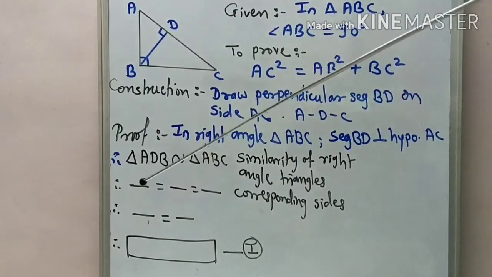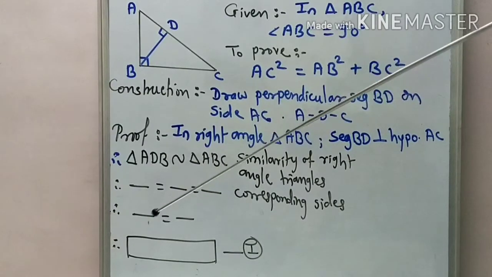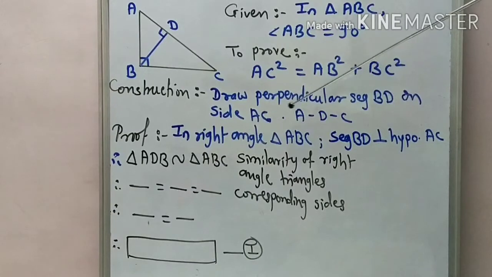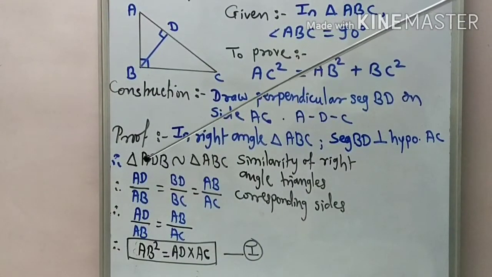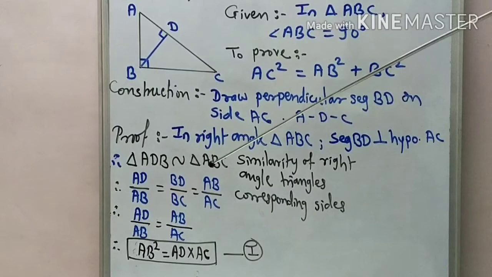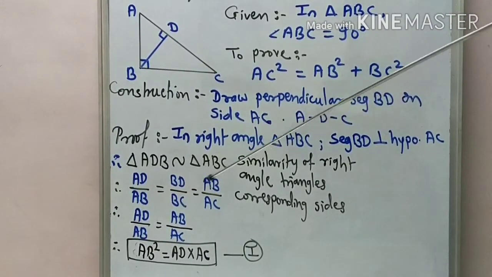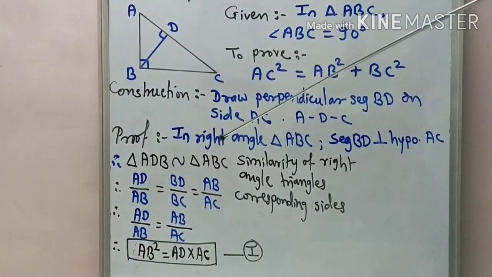So here we write down the pairs of corresponding sides, and we take only those ratios where we get AB square. Okay, understood this: the AD corresponding is AB, so AD upon AB is equal to DB, meaning BD upon the corresponding BC, is equal to AB upon the corresponding AC.